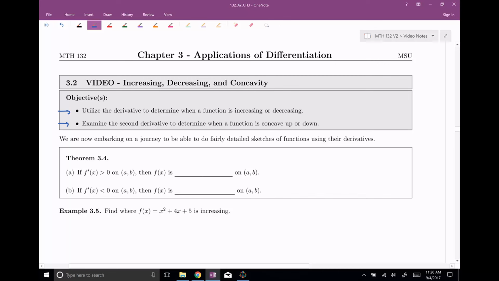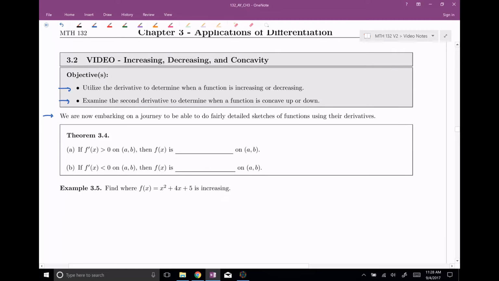Like it mentions here, we are now embarking on this journey. Our goal is to be able to find detailed sketches, or at least fairly detailed sketches, of functions using their derivatives and derivative information. So that's the goal of this, using derivatives in order to tell something about graphs.